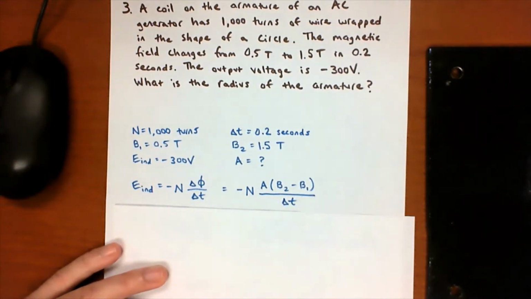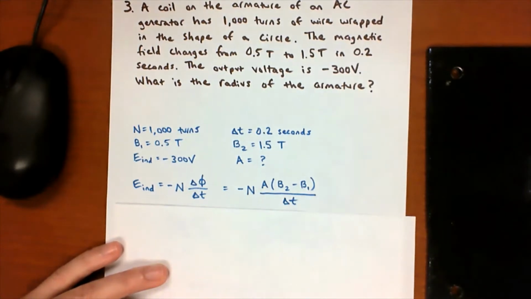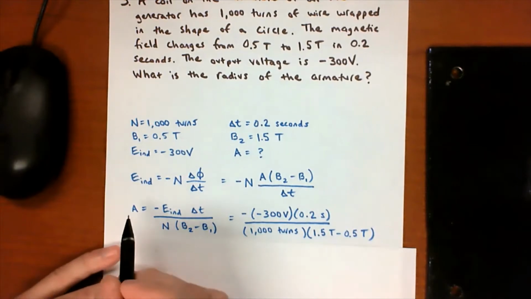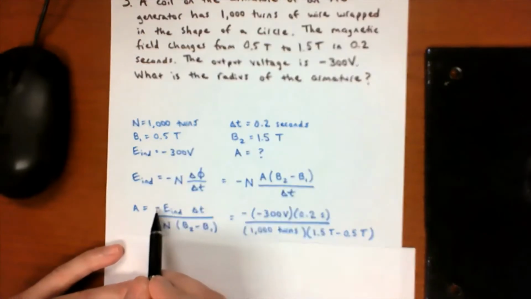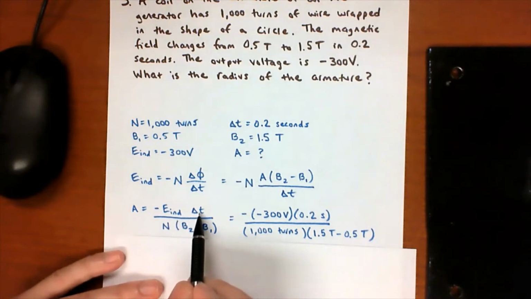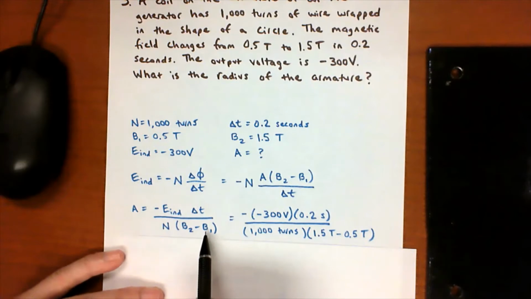All right. Also, I'm going to multiply both sides times -1 because I want to get the area, not the negative area. So when I do all of that, I get the area equals negative, that's from the negative sign there, negative E induced times delta T divided by N times the quantity B2 minus B1.